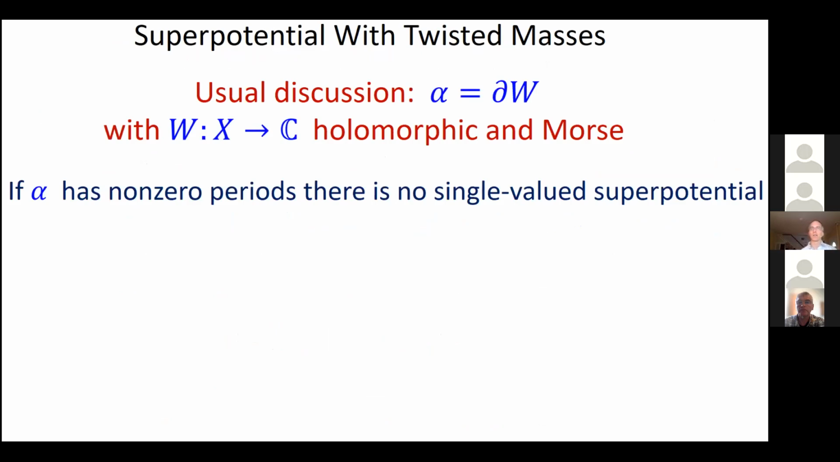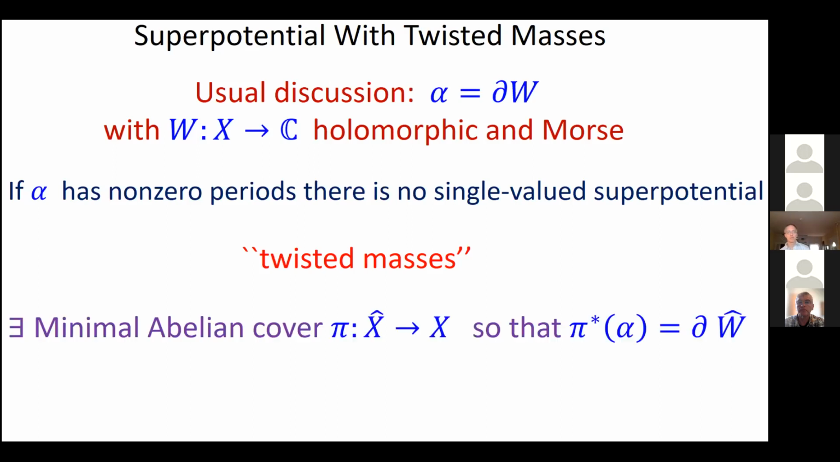If alpha has non-zero periods, then of course there's no single-valued superpotential. And in the physics literature, that's called the case of twisted masses. So how do we work with these twisted masses? Well, this is related to what Jan was saying before. We can work on the minimal abelian cover, call it X hat over X, such that the pullback of alpha is exact. And so there is a well-defined single-valued superpotential W hat on this minimal abelian cover.